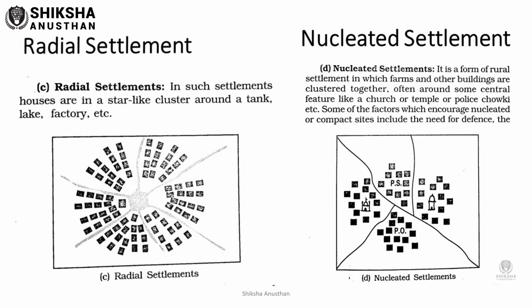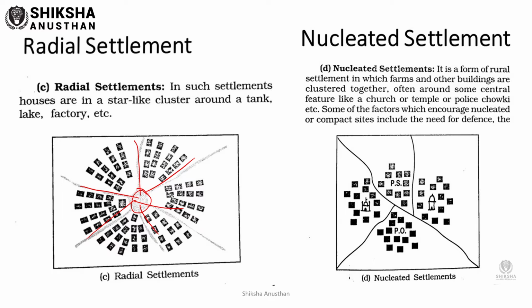Radial settlement. In such settlements, houses are in a star-like cluster, where the main part of the town or the square of the town is in between, and all other houses follow it. You can see big cities like Paris and New Delhi are in this pattern. In such settlements, houses are like a star cluster around a tank, lake, or factory. Some industrialized cities are also such.